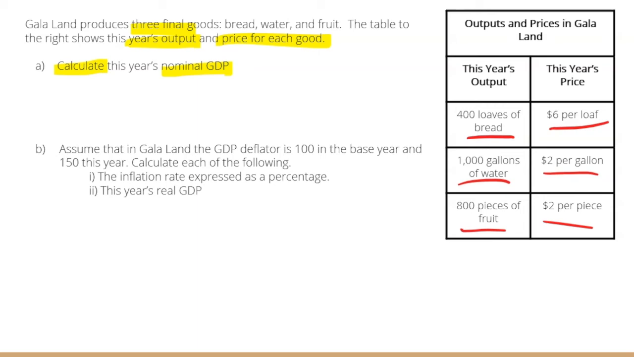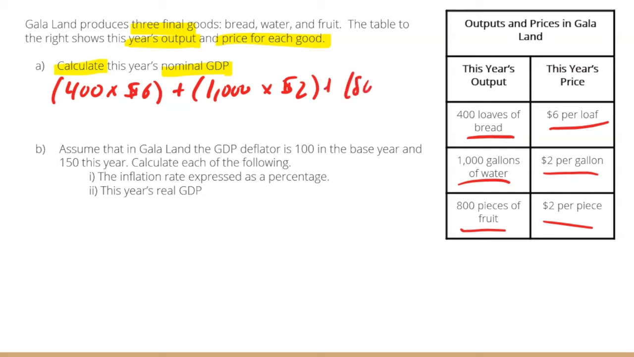So to calculate our nominal GDP, it's just the price times the output. All we have to do is the 400 loaves of bread times the $6 per loaf, plus the 1,000 gallons of water times $2 a gallon, plus the 800 pieces of fruit times $2 for each fruit. And if we do 2,400 plus 2,000 plus 1,600, it should get us to a nominal GDP of $6,000 here.